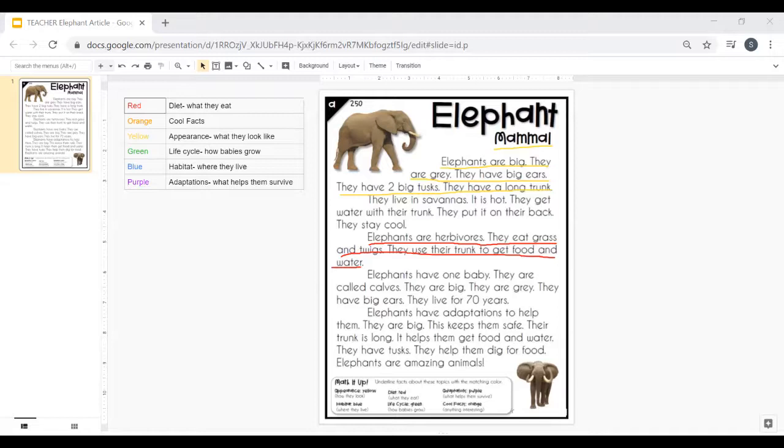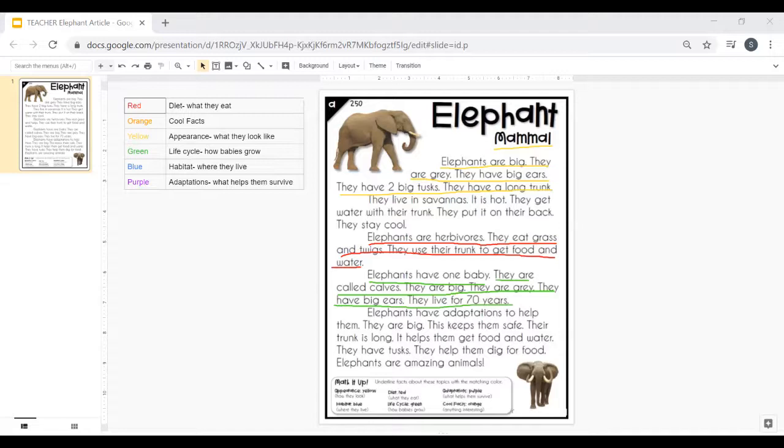Down here, I see that elephants have one baby. So let's keep reading. They are called calves. They are big. They are gray. They have big ears, and they live for 70 years. That's all about the elephant's life cycle, how they are born and how long they live.